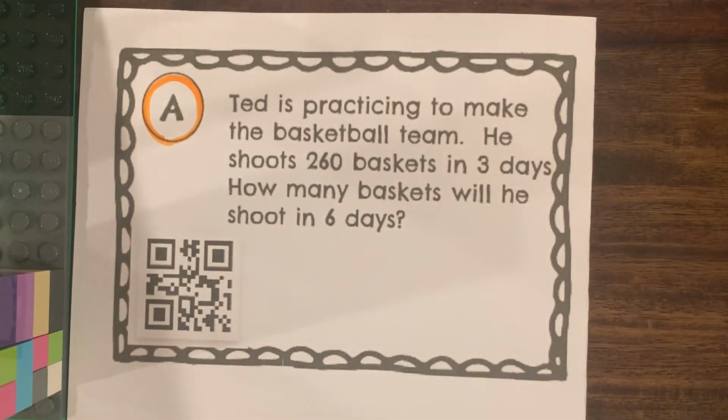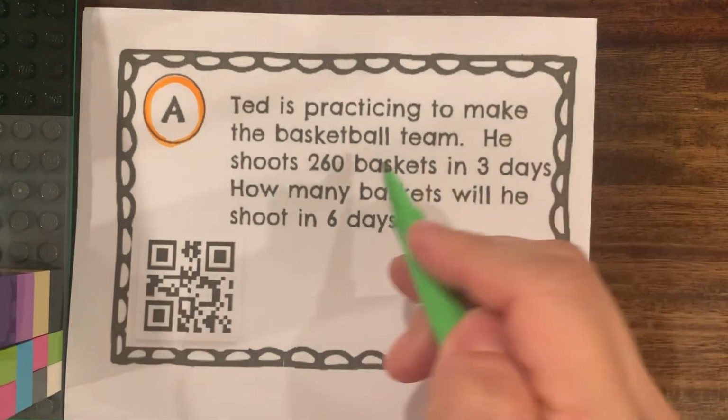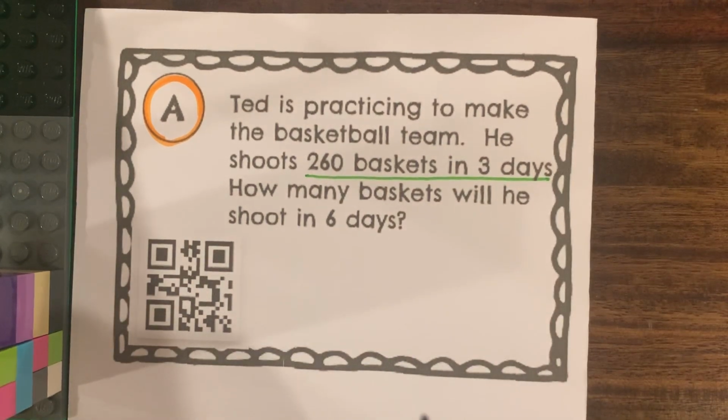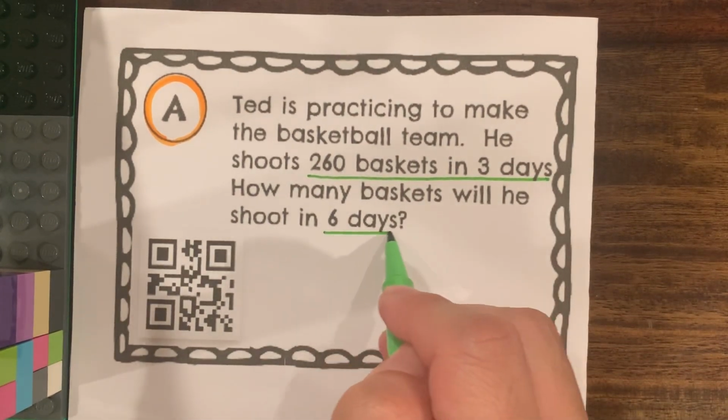It says, and this is on the ratios, rates, and proportions QR code activity. Ted is practicing to make the basketball team. He shoots 260 baskets in 3 days. How many baskets will he shoot in 6 days?